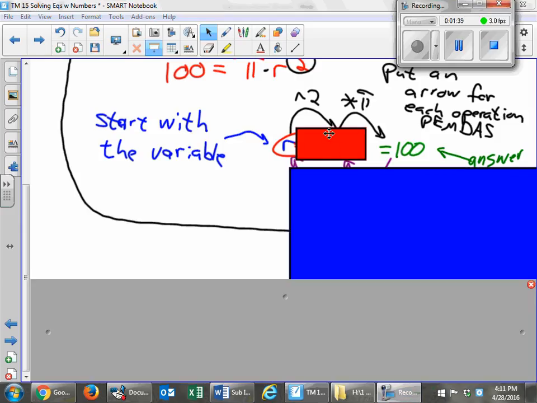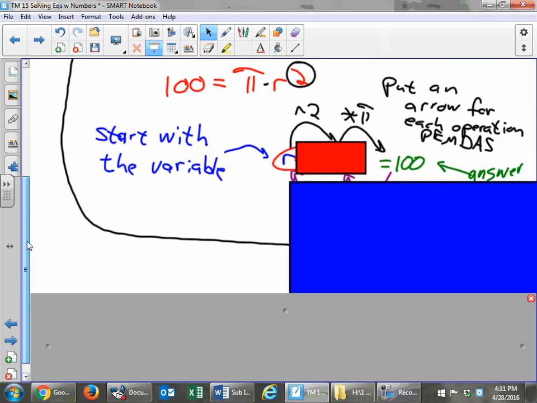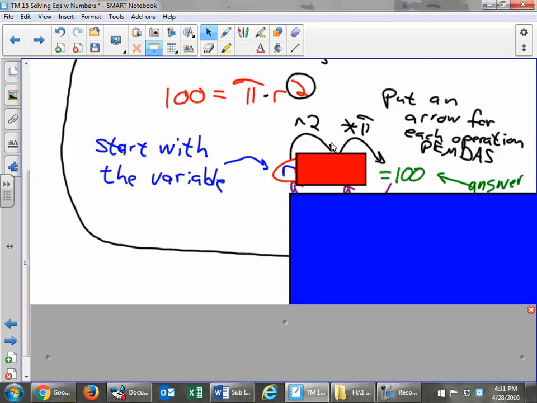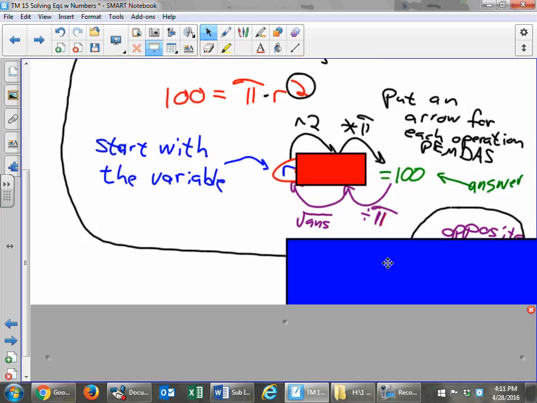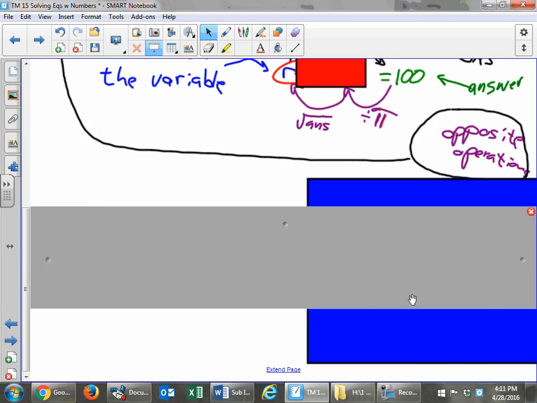Okay, now I'm back. So we're going to pretend we know what we're going to start with. So we're going to start with some number, and I'm going to square that number and multiply by pi. And if I pick the right number at the beginning, I should wind up with 100 at the end. And of course, that's how we'll check it. So I'm going to use my opposite operations. So the opposite of multiplying by pi is dividing by pi.